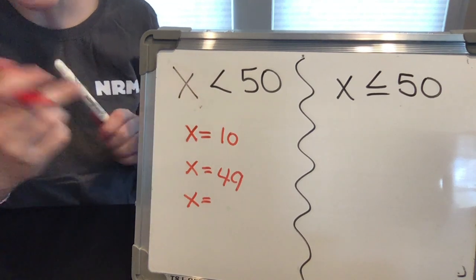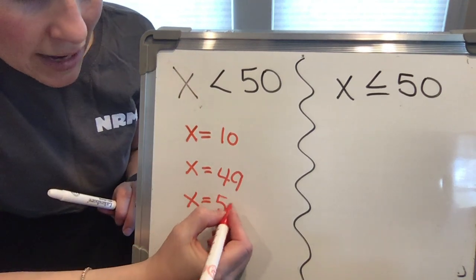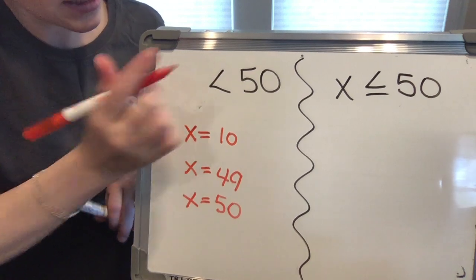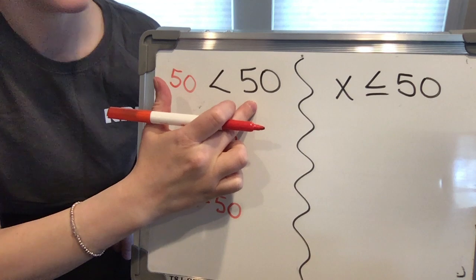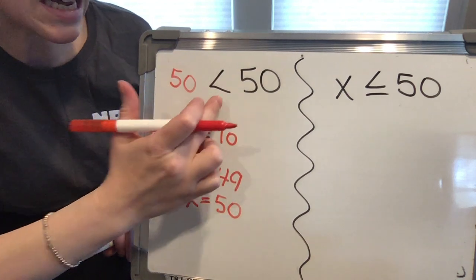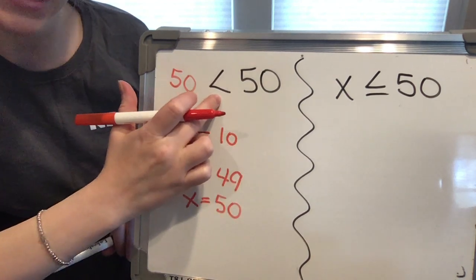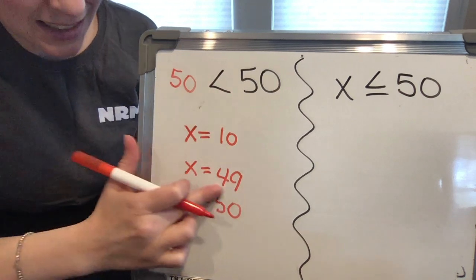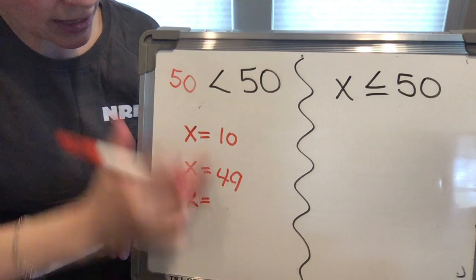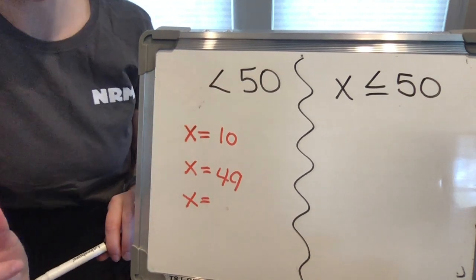Okay. x is less than 50. So I'm going to try x equals 50 and see what I notice. So if I put 50 up here, is 50 less than 50? This one does not work. 50 equals 50, but that doesn't have an equal sign or an option to be equal. So 50 does not work as a solution, and I would take that out of my list.